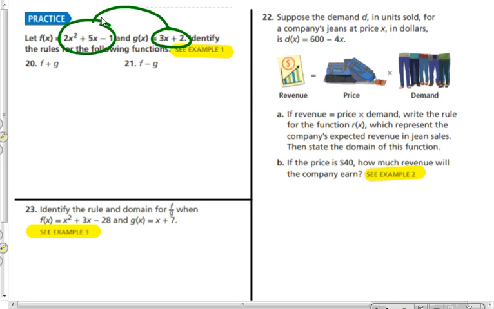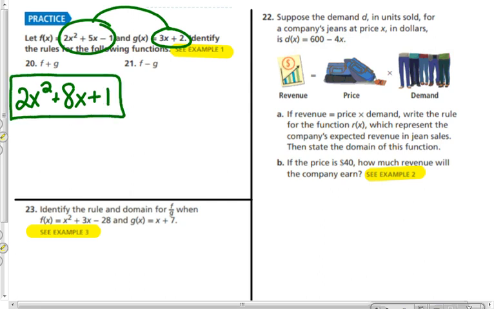Does 2x squared have another x squared? The student said no. Okay, so 2x squared is all alone. Does 5x have another x term to add to? Makes a total of 8x. And negative 1 plus positive 2 is? So that would be the answer for number 20.